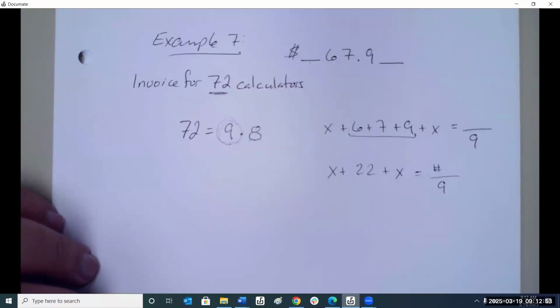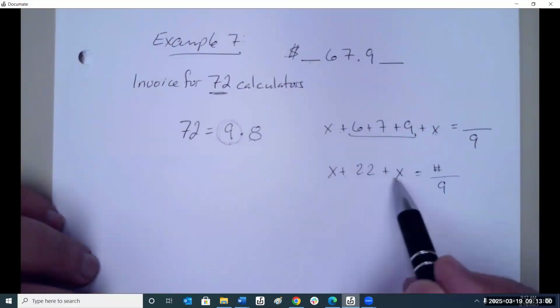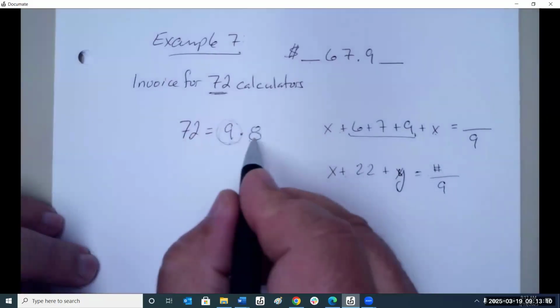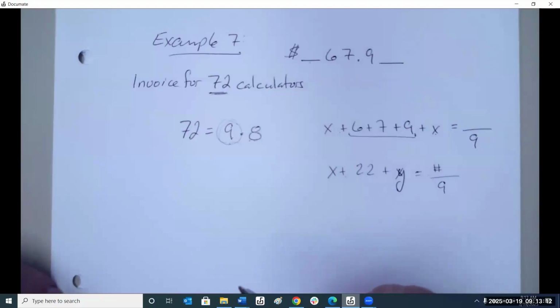But we have a problem here. What's the problem? We have 2 unknowns. Are they the same? Not really. They could be the same, they could be different. But what's the rule about divisible by 8? According to this, the last 3 digits have to be divisible by 8.